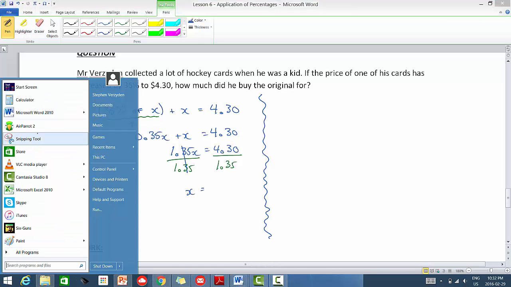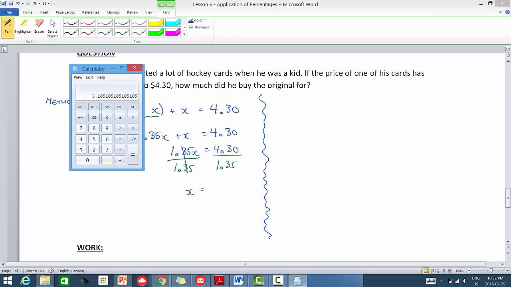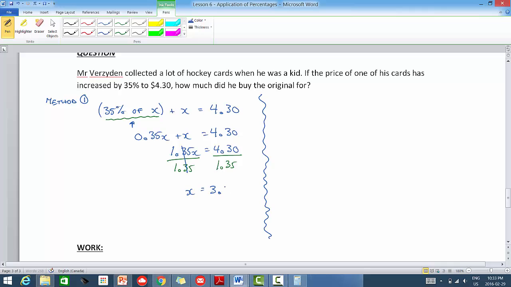4.30 divided by 1.35. Okay, I'm going to do it one more time just to make sure. 4.30 divided by 1.35 is 3.19. X equals 3.19. So therefore, the original was $3.19.